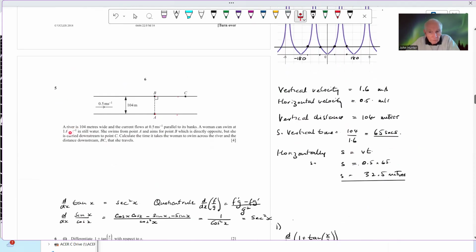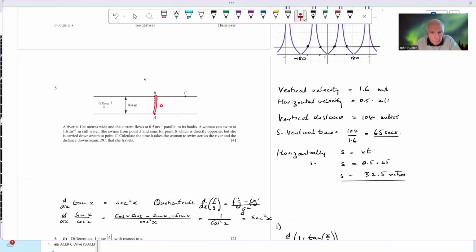Right, number 5, a vectors problem, effectively, although it's not actually written as a vectors problem. A river is 104 meters wide and the current flows at 0.5 meters per second, as shown. A woman can swim at 1.6 meters per second in still water. That means she can sort of swim across there. She swims from point A and aims for point B directly opposite.